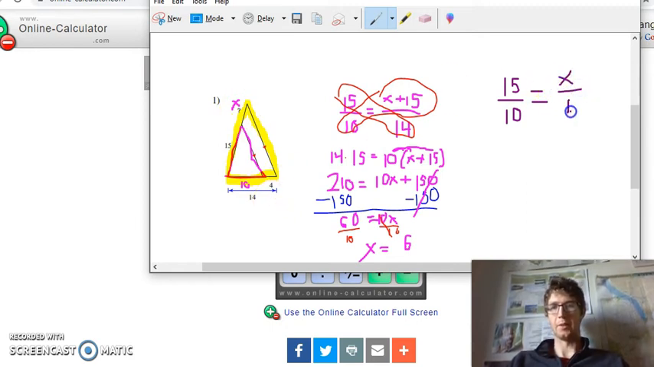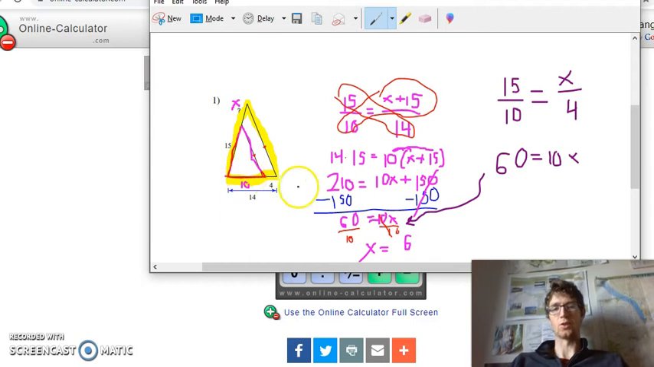And if you do it like that, the math will probably be a little bit easier. For instance, 15 times 4 gives you 60 equals 10x. And then we're basically right here. So we just kind of skipped a little bit of the algebra. So this, I guess, is easier, but I think it's just like a shortcut.